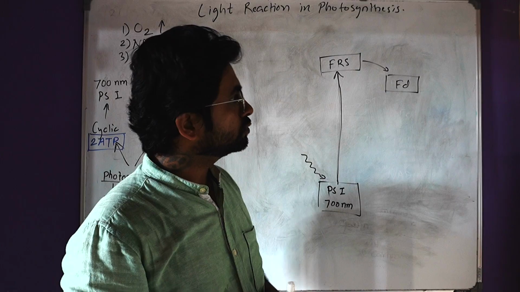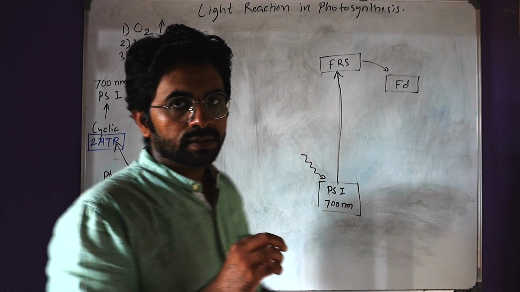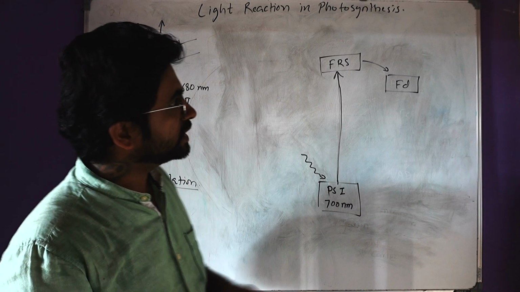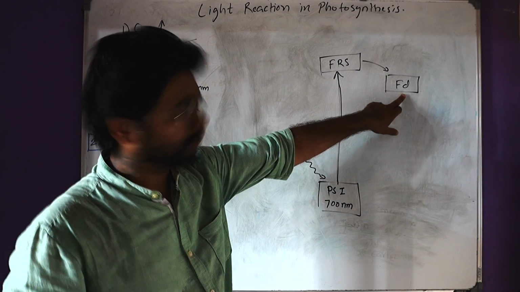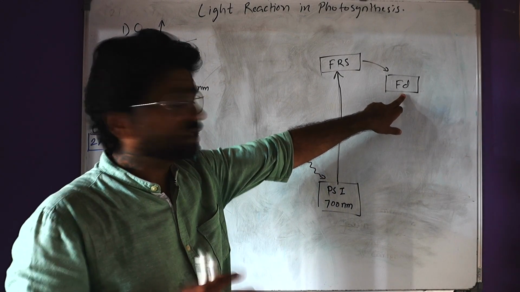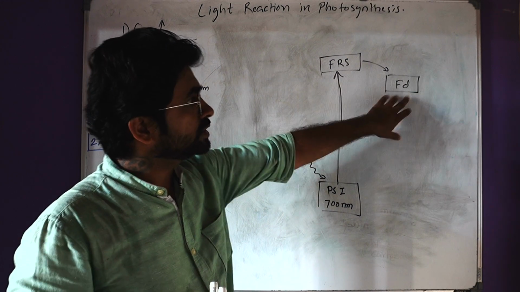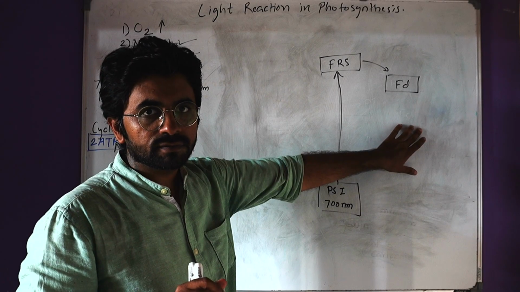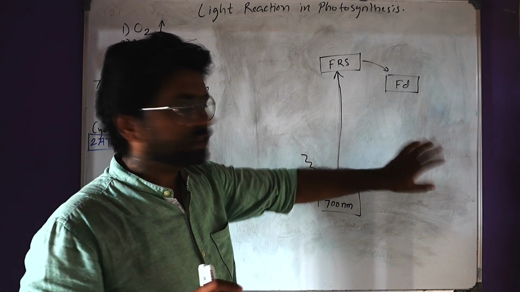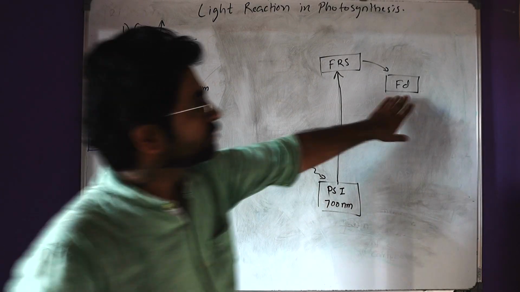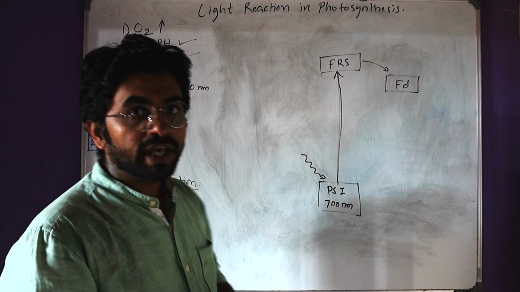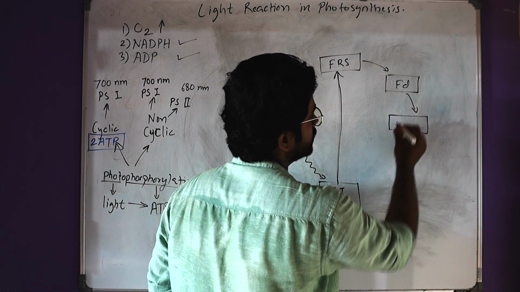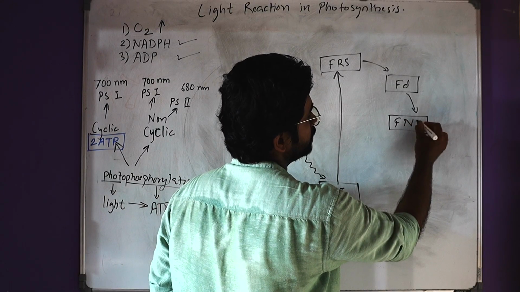But from now onwards, there is a difference between cyclic and non-cyclic. In cyclic, we have seen that from ferredoxin it was going to cytochrome B6F, and then to plastocyanin. Here, from ferredoxin, it will go to FNR. Now, what is this FNR? It is ferredoxin NADP reductase.